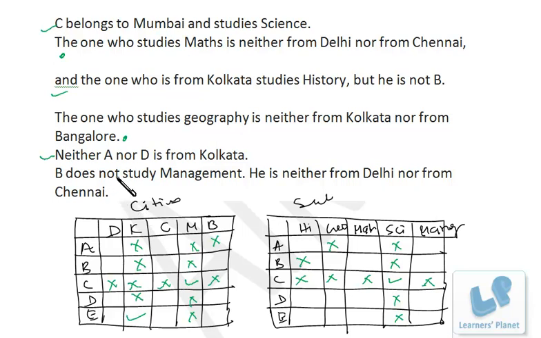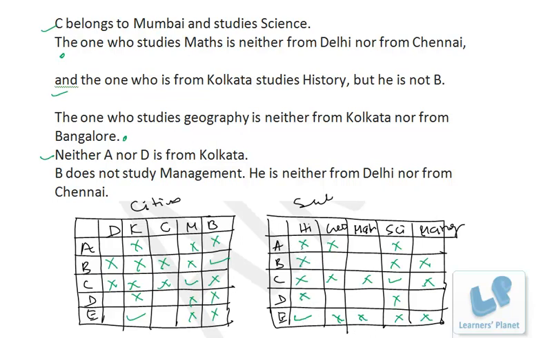Now B does not study management. He is neither from Delhi nor from Chennai. So B is not from Delhi nor from Chennai, that means B is from Bangalore. So all others are cancelled. Now we come back. The one who is from Kolkata studies history, right? We have found out that E is from Kolkata. That means E studies history. So we put E and all our crosses.